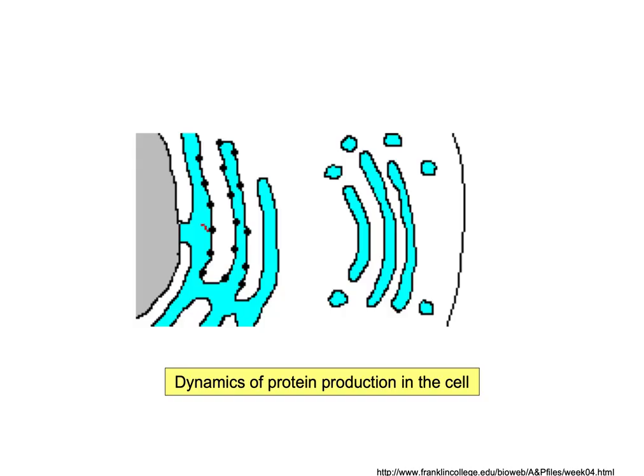This is another video that tells us how the protein is made, and then it goes into the Golgi complex, where it's checked if it's correct or not, in different stages. If it's okay, then it goes outside and is secreted outside of the cells. So this is the dynamics of protein production inside the cells.